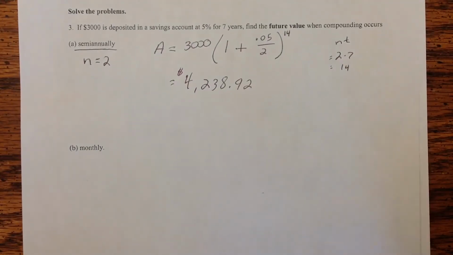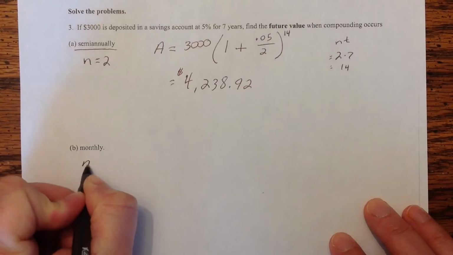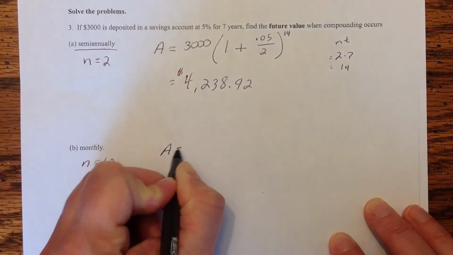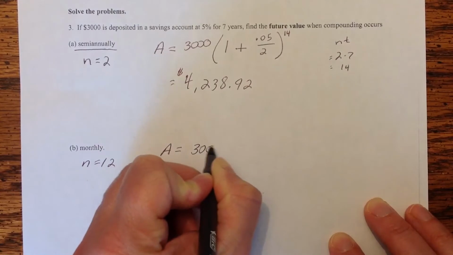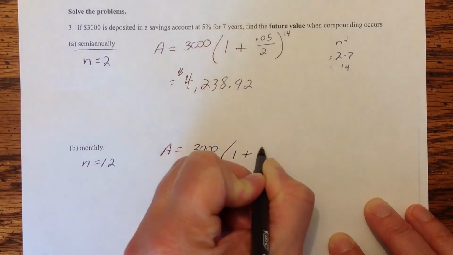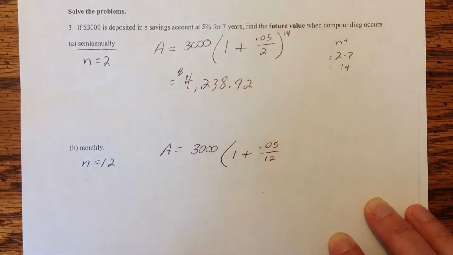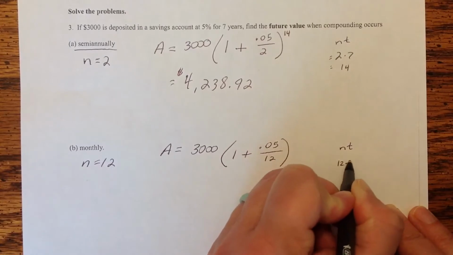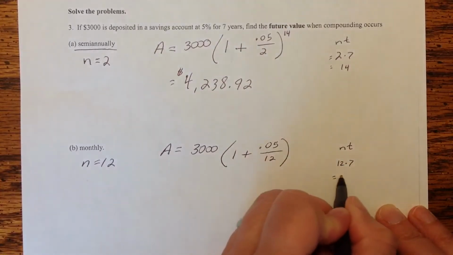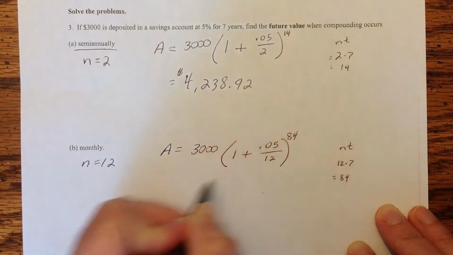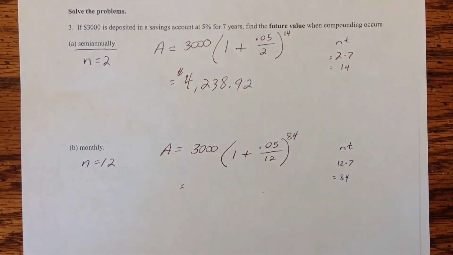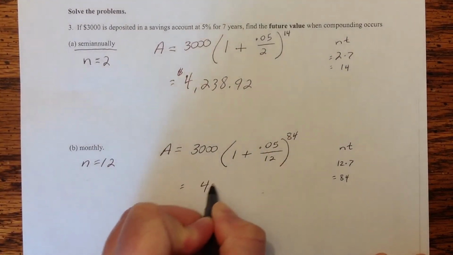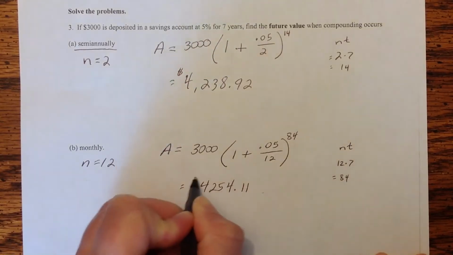So it's asking you to try again and just change how many compoundings you do. So if you're compounding monthly, N is 12. So it's the same formula. It's A equals 3,000 times 1 plus 0.05. Now it's divided by 12 because N is changed. And now the NT is 12 times 7, or 84. So now you're raising this to the 84th power. I would try on your own to see if you can get to the answer. The answer is $4,254.11.